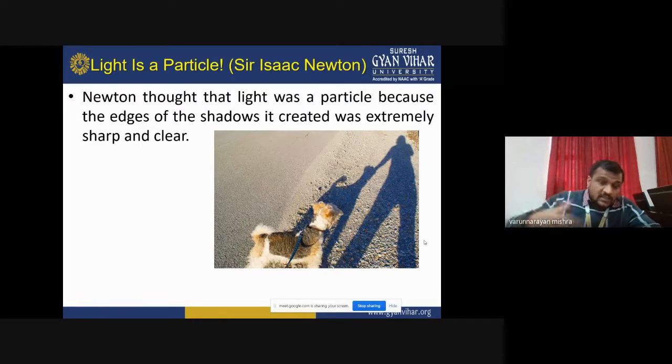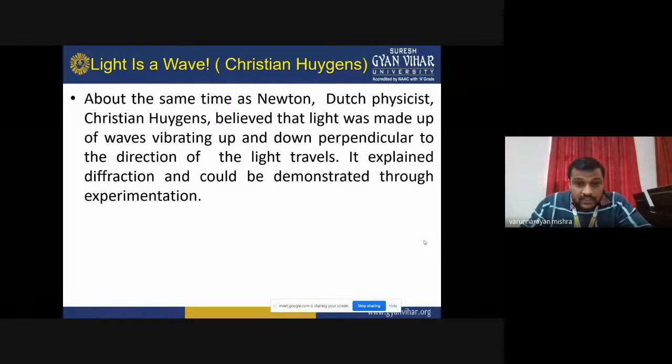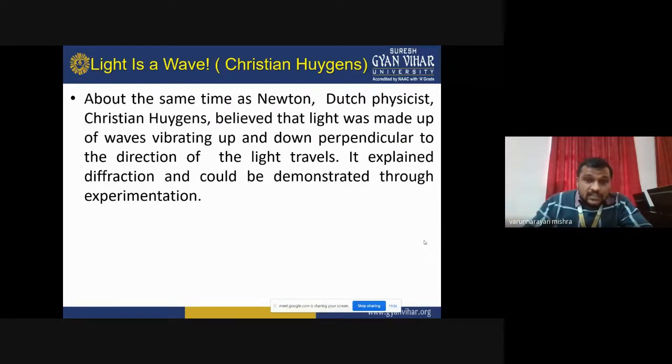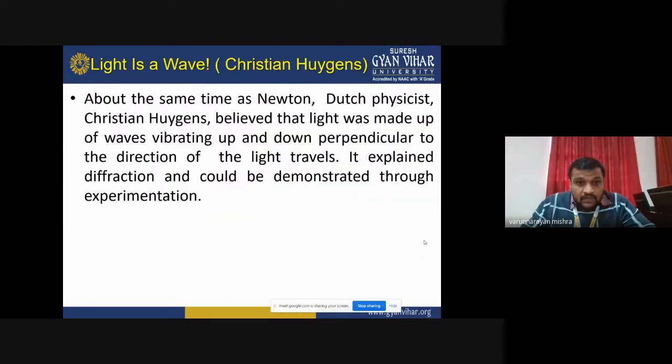But there was a debate on the characteristics of light. Another scientist, Christian Huygens, a Dutch physicist, considered that light is a wave. He believed that light was made of waves vibrating up and down perpendicular to the direction in which light travels. So he considered that light is a wave, whereas Newton considered that light is a particle. So there was a debate on the characteristics of light, whether it is a particle or a wave.